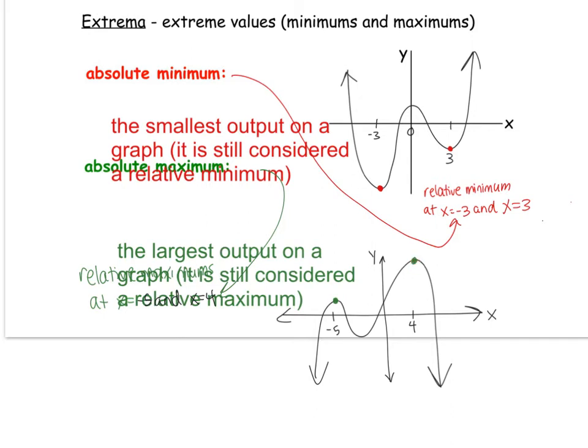So again, not every graph is going to have an absolute minimum or absolute maximum, and not every graph is going to have a relative minimum or relative maximum, but they're all important points if they do exist. Okay, now we're going to do some examples with these. These were all ways that we can describe graphs, so we're going to use them to describe graphs and interpret their meanings.